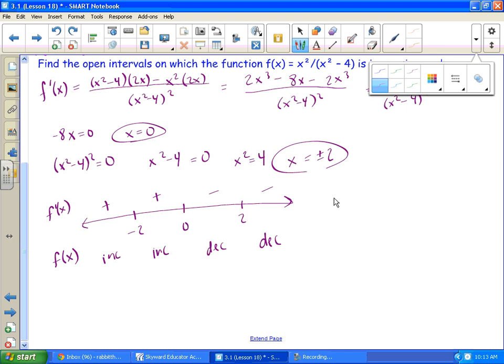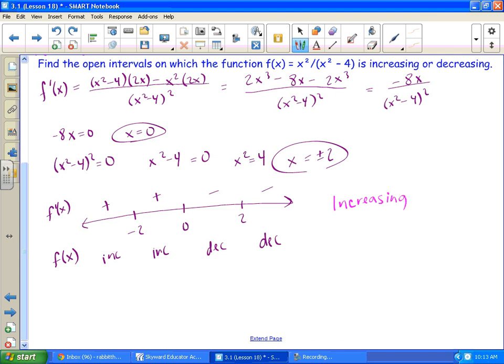So what we're going to say is it's increasing from negative infinity to where? Negative 2, and then where else? Negative 2 to 0. And it's decreasing from 0 to 2 and 2 to infinity. Some questions on that?